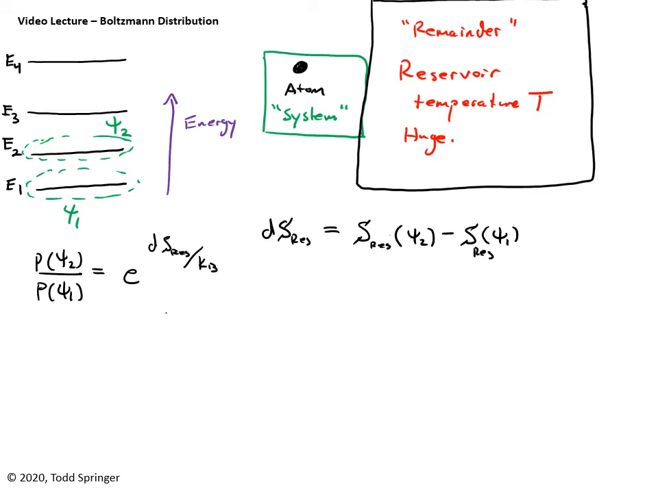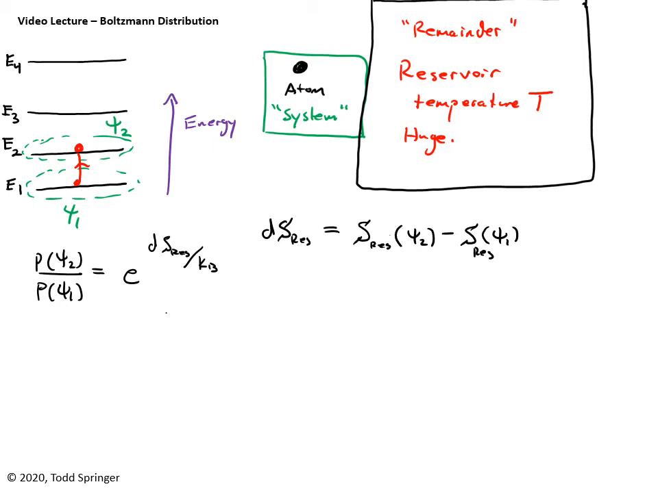So one way to think about this is to imagine an atom transitioning from state 1 up to state 2, like this. So imagine the atom makes that transition. I want to know what was the change in entropy of the reservoir when the atom did that. That's what this is telling us.